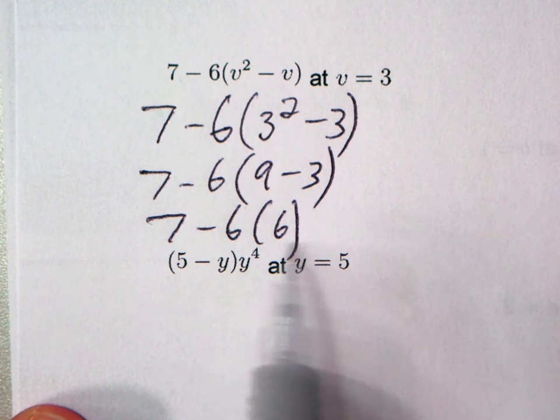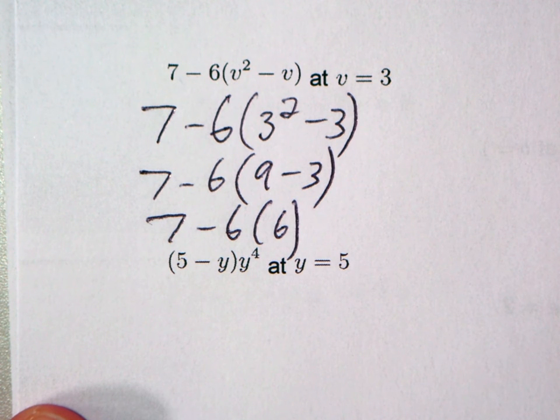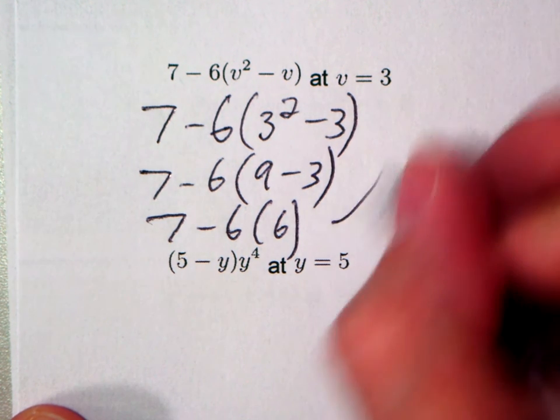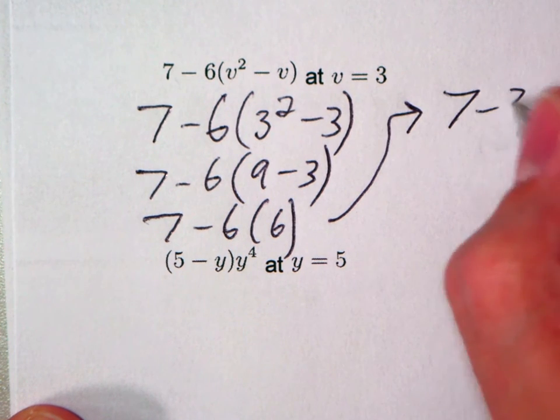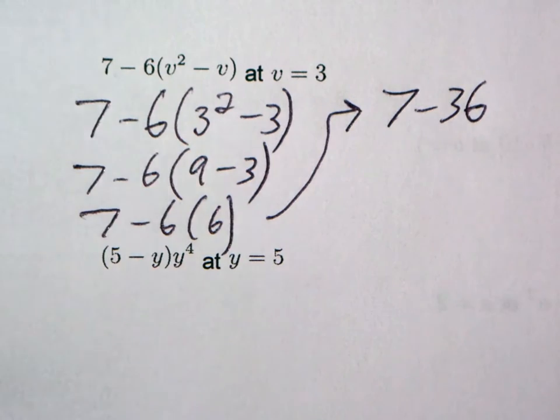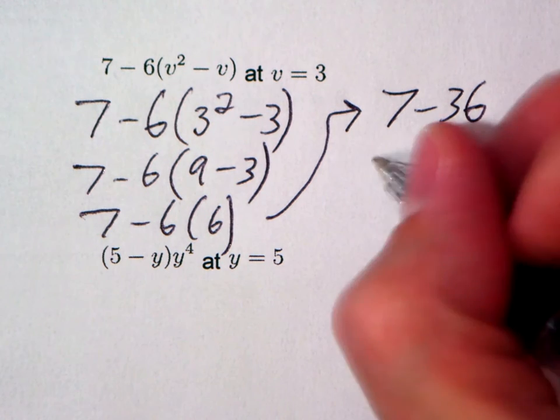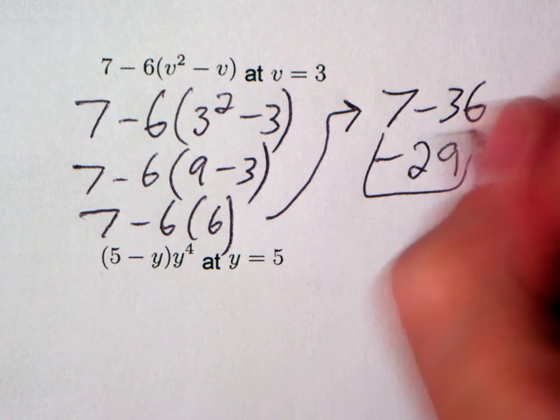Then we have subtraction or multiplication. Which one do we do first? Multiplication. Good. So it becomes 7 minus 36. And 7 is positive, but if we go to the left 36, this brings us way into the negatives. In fact, at negative 29.